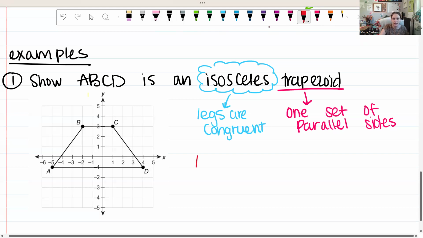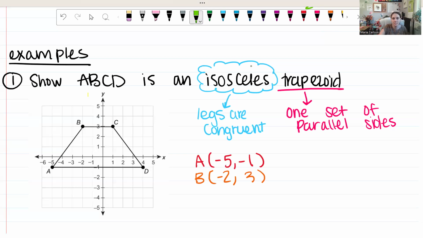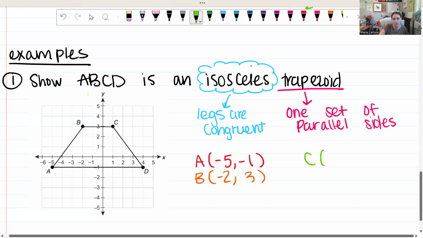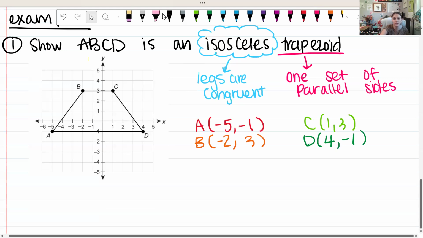So I have A, which looks like the point -5, -1. I have B, which is the point -2, 3. I have the point C, which is 1, 3. And then I have the point D, which is 4, -1. Now, the first thing I need to do again is show that this is a trapezoid. Is ABCD a trapezoid?